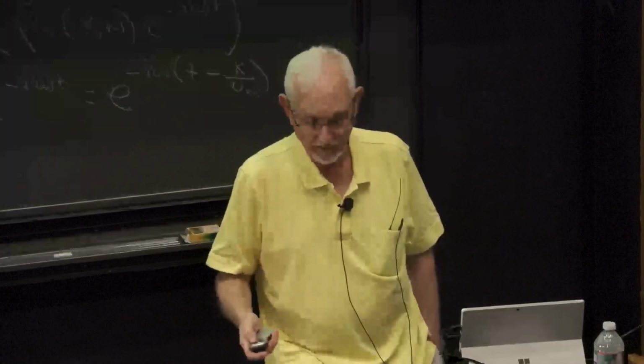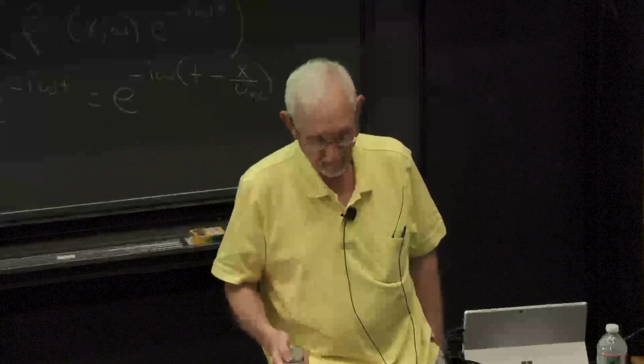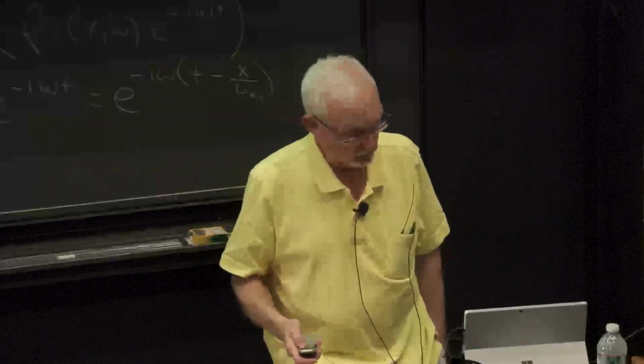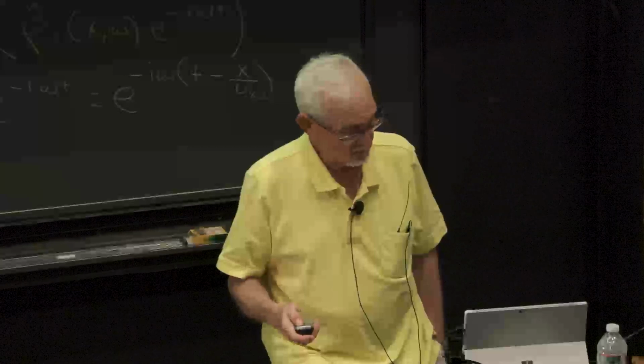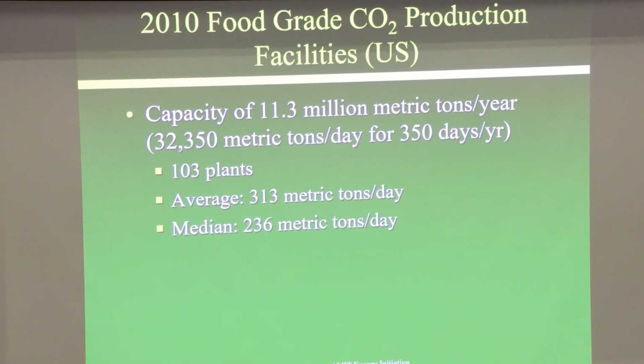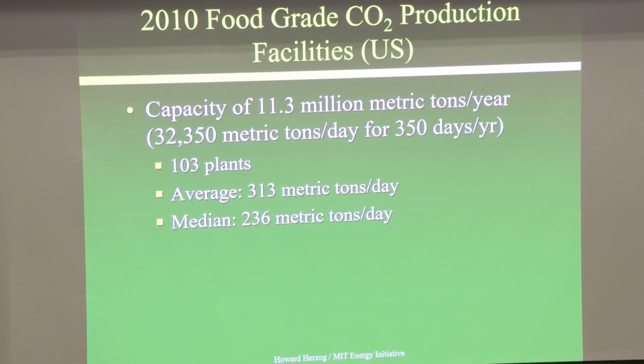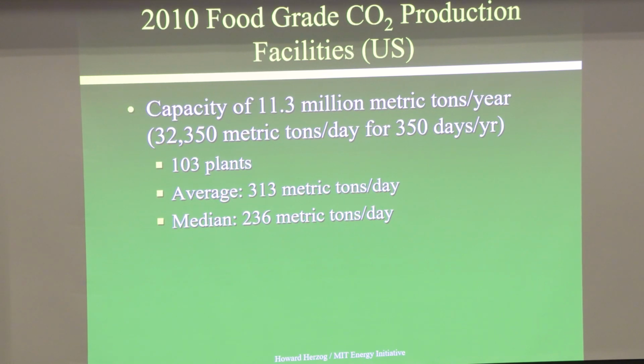a good feed stream for the CO2. What do we mean by a good feed stream? Like I said yesterday, a feed stream that has very high concentration of CO2 or CO2 under pressure. So if we look here, in 2010, we had a capacity of about 11.3 million metric tons of CO2 per year. Once again, very small compared to the maybe more like 5 billion tons of CO2 that we produce from burning power in the United States. The average plant size is only a couple hundred metric tons per day.